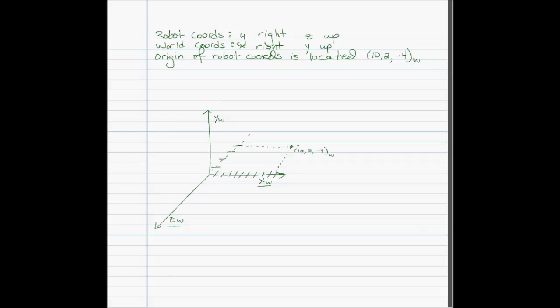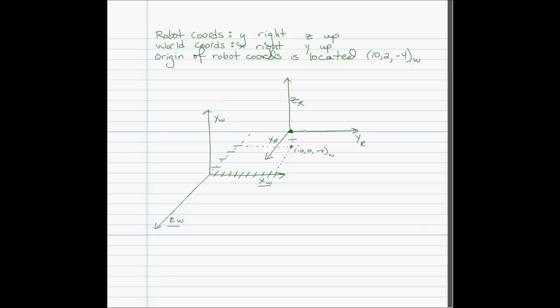But we want 10, 2, -4, so we're going to shoot up a perpendicular here, 1, 2, and so the origin of robot coordinates is going to be located right here. And in robot coordinates, we have y sub robot going to the right, z sub robot goes up. And if we do our right-hand rule again, that tells us that the x sub robot axis actually also points out of the paper.